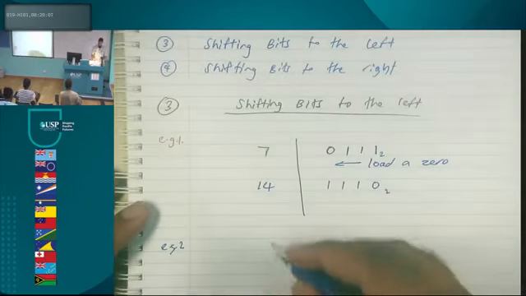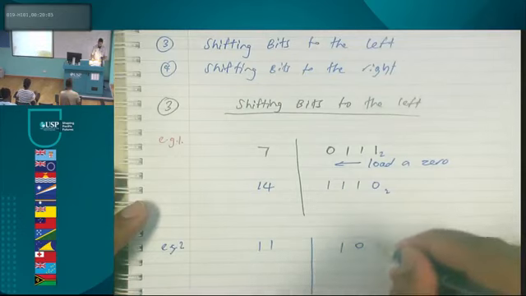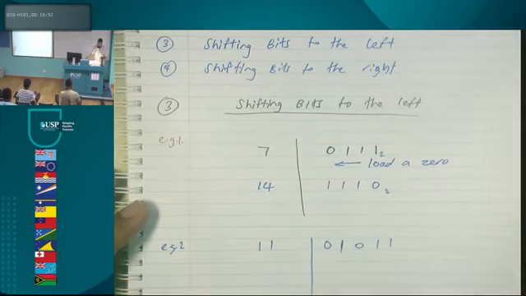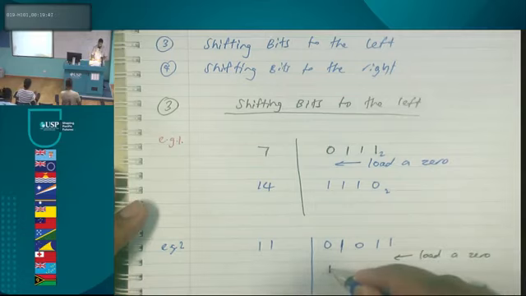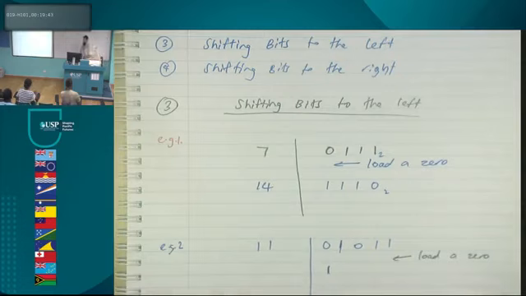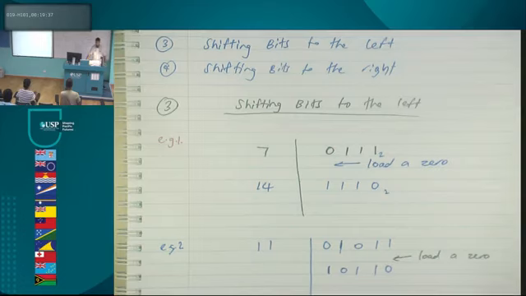Let's look at example 2. Let's look at a bigger number. Let's look at the number 11. 11 would be 1 0 1 1, right? And let's do 5 bits. And we load a 0. If you load a 0, that 1 will come here. That padding 0 will fall off. Right? 1 0 1 1 0. What does that mean, guys? What is 1 0 1 1 0? Can you guys convert that quickly?